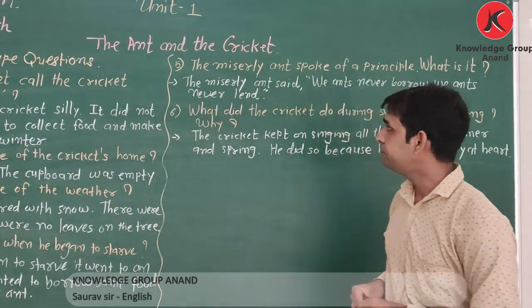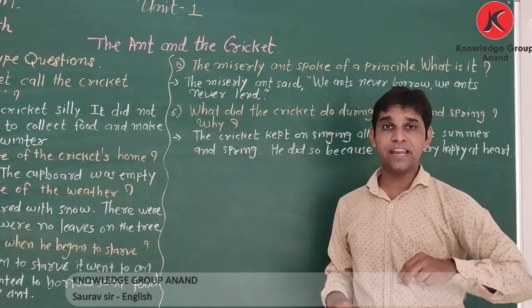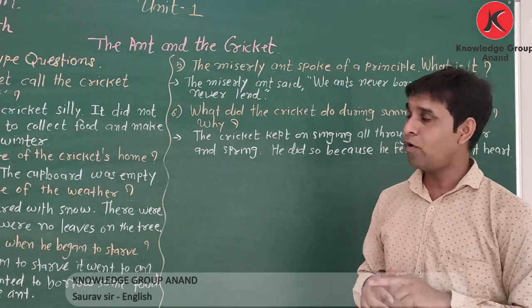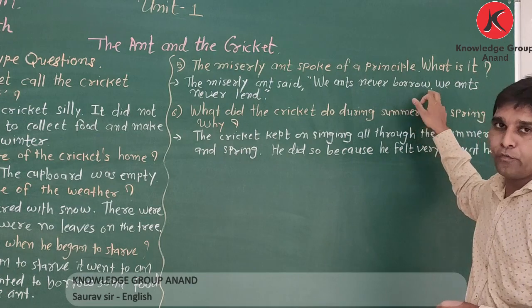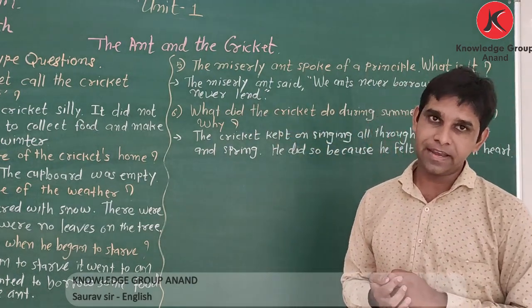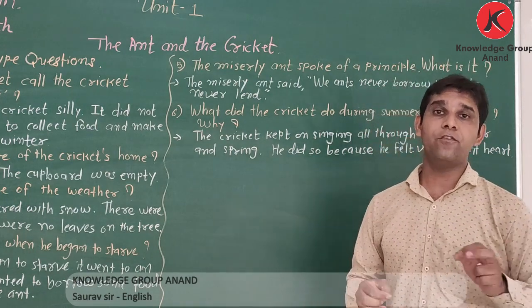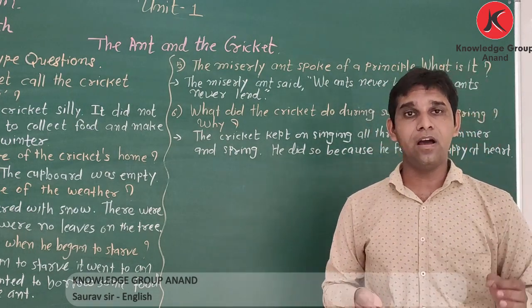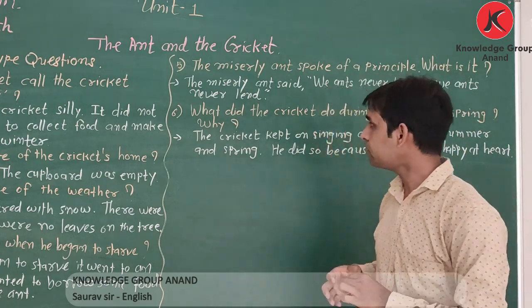Let's see the answer. The miserly ant said to the cricket, what did he say? See, we ants never borrow. We ants never lend. This is the principle of the ant. He said to the cricket, we ants never borrow anything from anyone. We ants never lend, meaning we do not give anything to anyone.